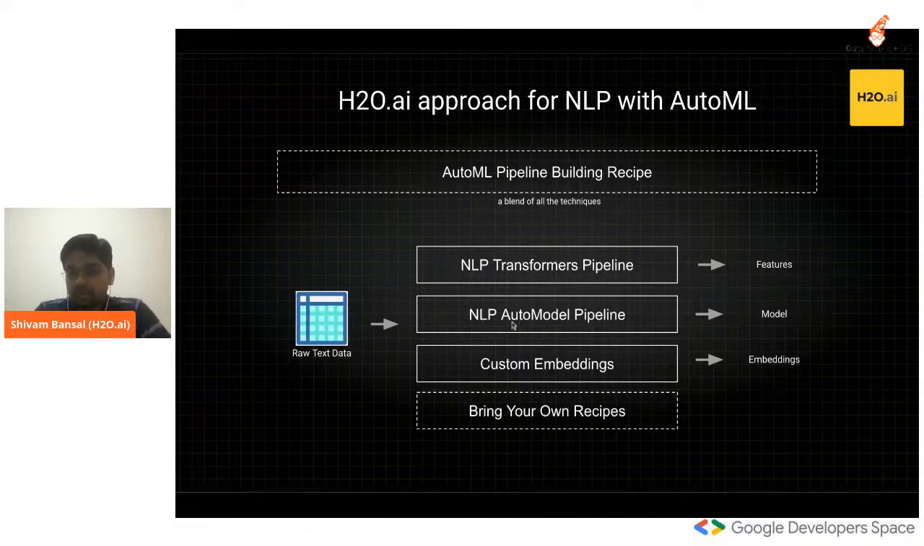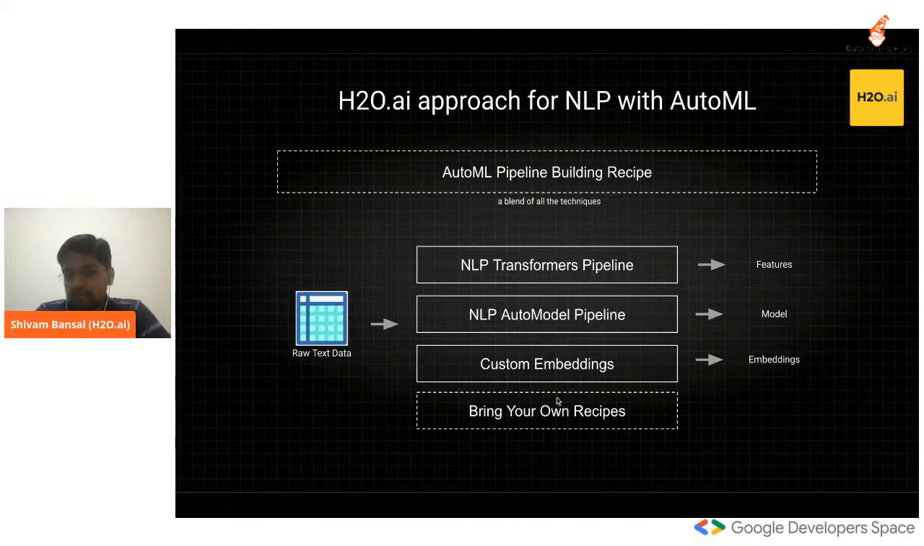We also have an auto model pipeline where we can avoid generating the embeddings from the data, and straightforwardly use the monolingual model that I discussed, say monolingual BERT or XLM Roberta, and it can give the model which can be used for our main task, the global task.